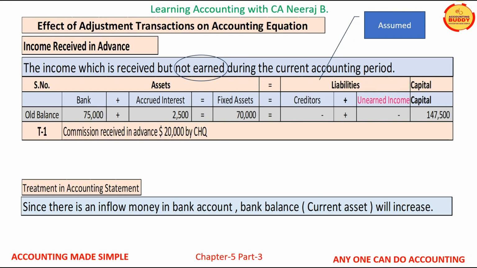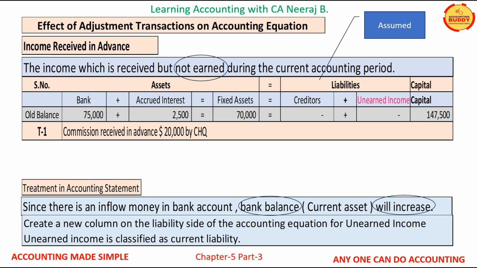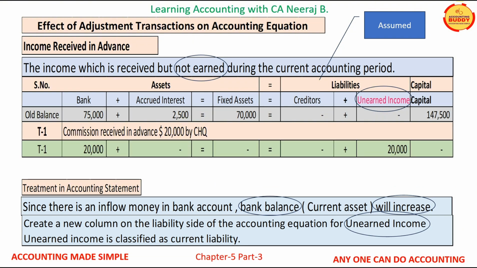Since there is an inflow of money in the bank, bank balance will increase and create a new column on the liability side of the accounting equation for unearned income. Bank balance on the asset side and unearned income on the liability side will be affected. Bank balance will increase by $20,000 on the asset side and unearned income will also increase on the liability side by $20,000.